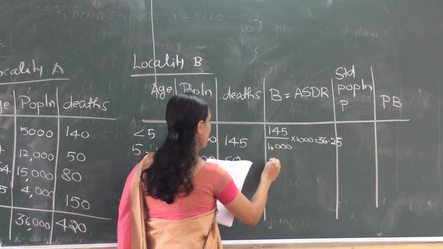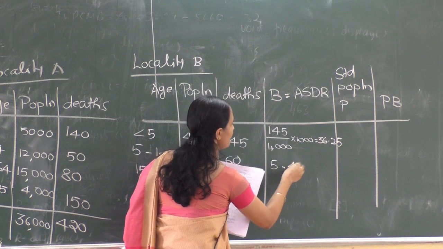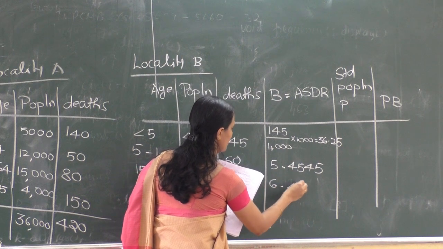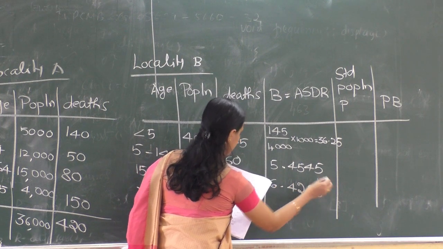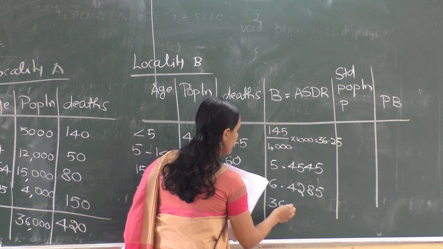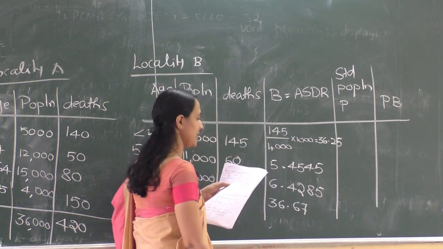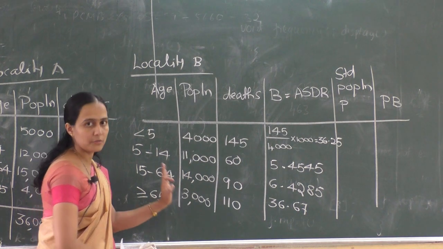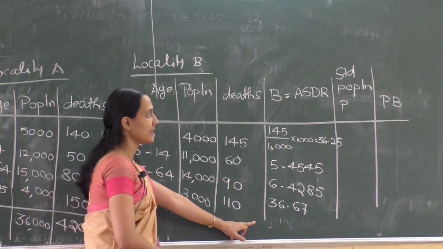Next 5.4545. Similarly 6.4285. Next 36.67. See, this is 110 divided by 3000 into 1000. That is the age specific death rate.